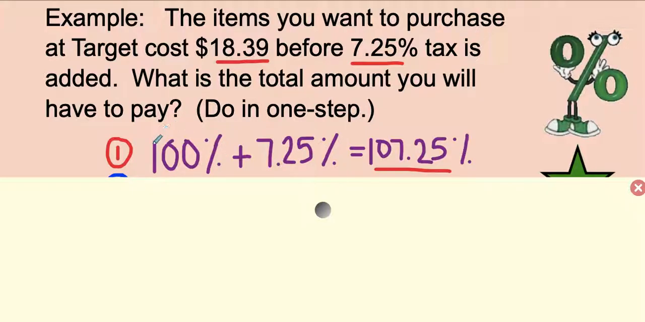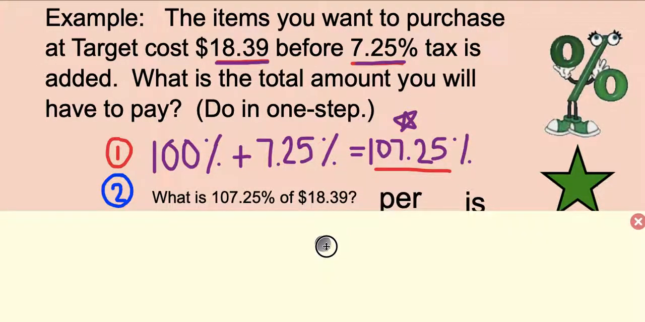So my first step, again, is to figure out what percent that is. Well, I have 100%, which is my $18.39. But then I'm paying an additional 7.25% on top of that. So my total percent that I'm paying is 107.25%. So my question is, and I always want to know what the question is, that's going to be really handy.